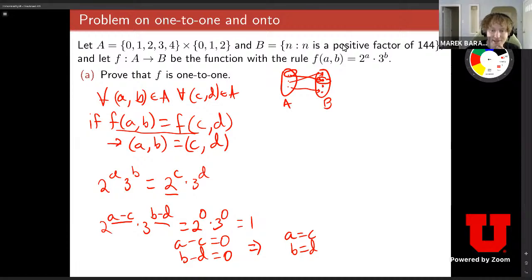So this shows that for every element in the codomain, there's only one element in the domain that goes to it. Does that make sense?